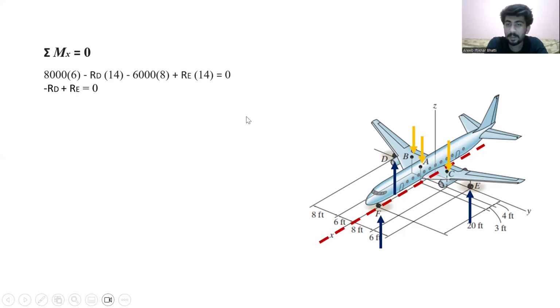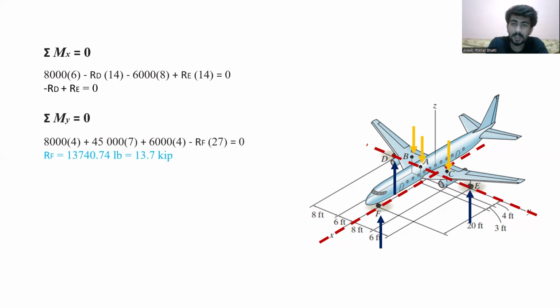So it is negative. And plus we have the reaction force at point E, and it has a perpendicular distance of about 14 feet. So through this I get the equation which says that negative reaction force at wheel D plus reaction force at wheel E is equal to 0. So you see, we cannot find the reaction force using this equation. So let's apply moment about the y-axis.